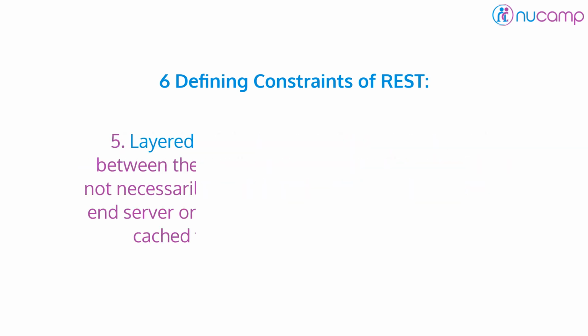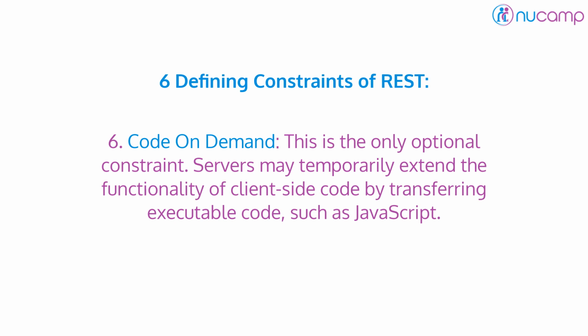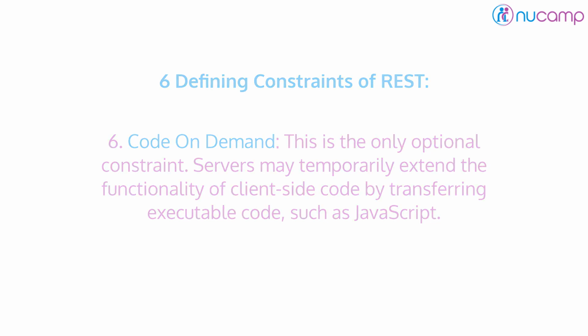5. Layered system. There can be many layers between the client and the server. The client will not necessarily know if it's dealing directly with the end server or with an intermediary server that's cached the data that's being requested. 6. Code on demand. This is the only optional constraint. Servers may temporarily extend the functionality of client-side code by transferring executable code, such as JavaScript. So these are the constraints that define a RESTful web service.